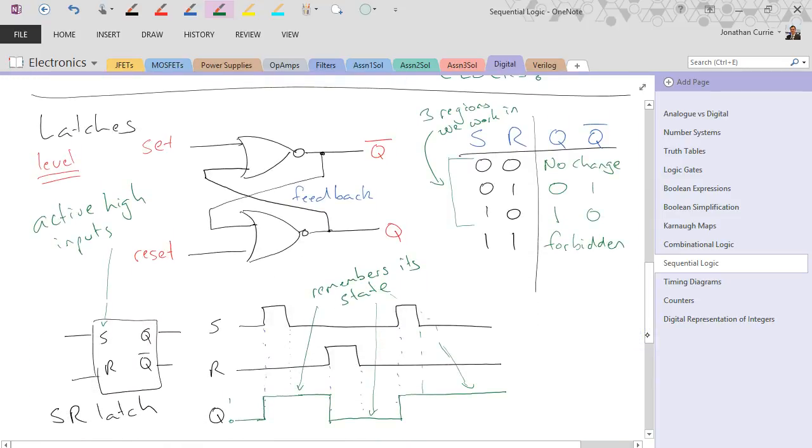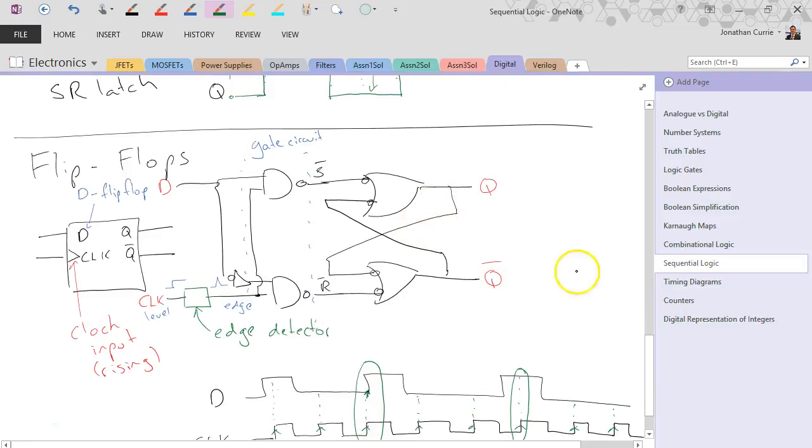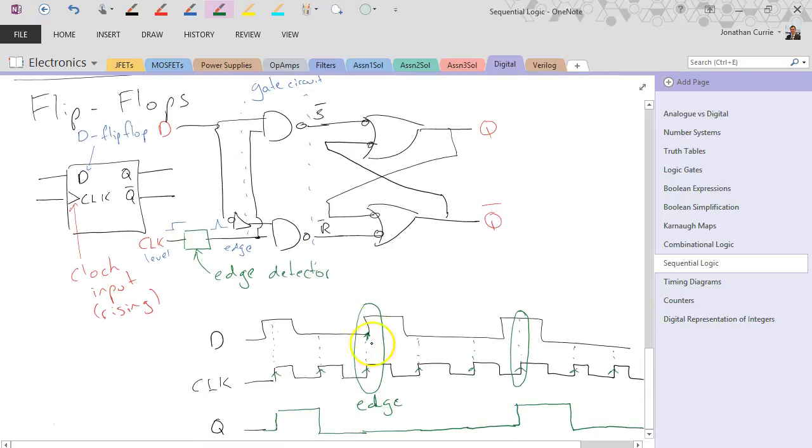Latches, as we've seen, set and reset for an SR latch. We have this forbidden state, and we can see that it actually remembers its state. Even after the set input goes low again, it remembers where it was. This is 0, 0, which is the no change row. Versus a flip-flop is a similar circuit, except it has an edge detector, and it's got this little gate circuit in there as well. And the idea being that now it is edge triggered, so we can synchronize everything to a clock signal, and that's quite useful for digital circuits.